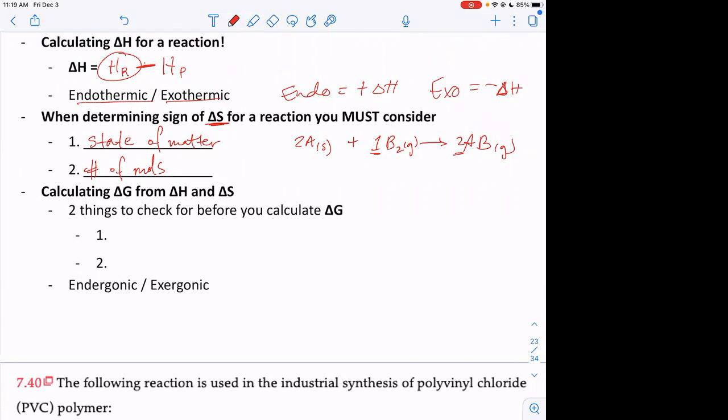So what was the equation for delta G? Delta G equals, y'all remember? This is an equation you'll have, so I guess it doesn't matter if you memorize it or not. Delta H, minus the temperature times the delta S.